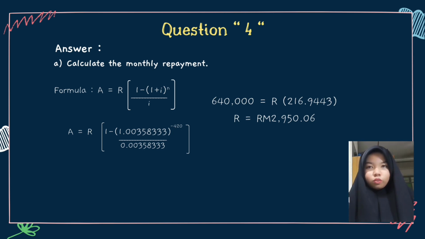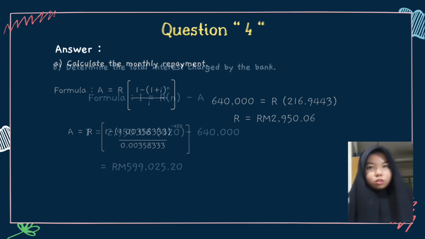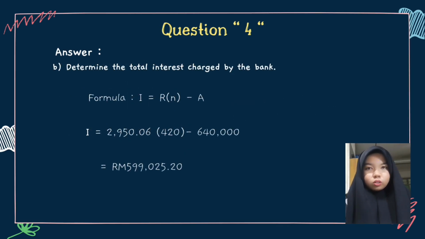Next, in part B, we find the total interest charge. We take the monthly payment of 2,950 ringgit and 6 cents and multiply it by the 420 months, then subtract the original loan. The total interest amounts to 599,025 ringgit and 20 cents.